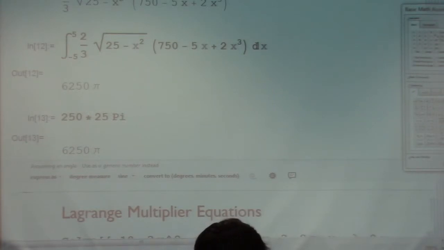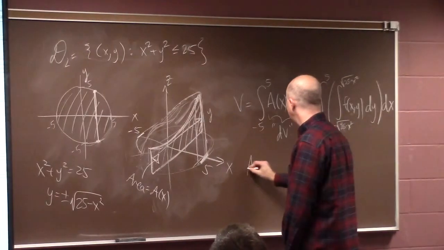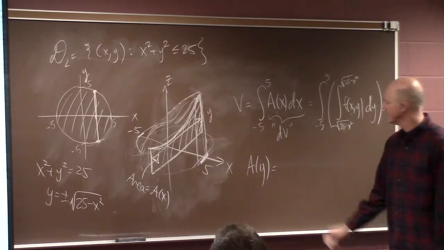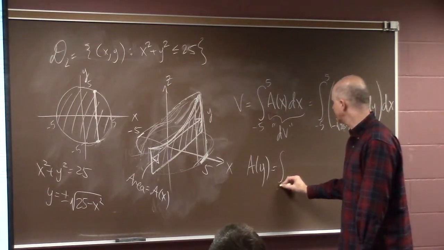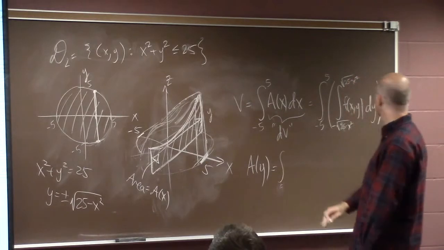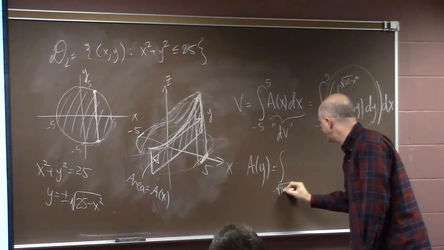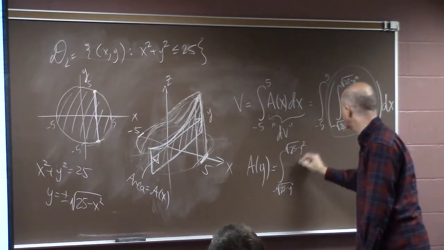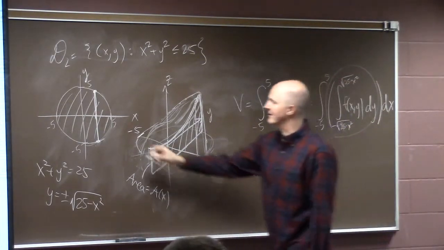You can do it the other way around. Evidently, we can get an a of y as well, and by symmetry, it's really going to have the same formula. A of y is going to be the integral from negative, this was an a of x here, yeah, sure. Negative square root of 25 minus y squared to positive square root of 25 minus y squared. There's symmetry in the domain here.